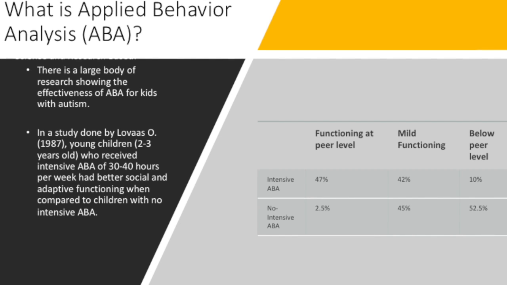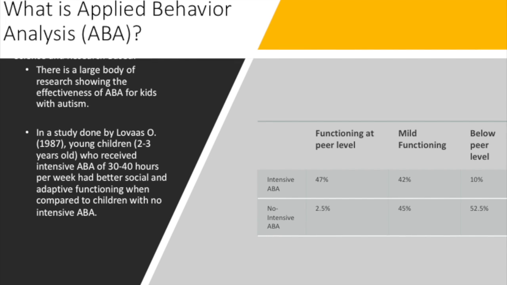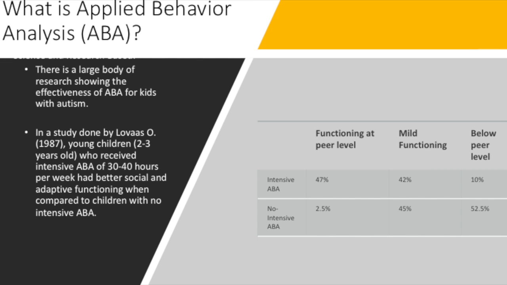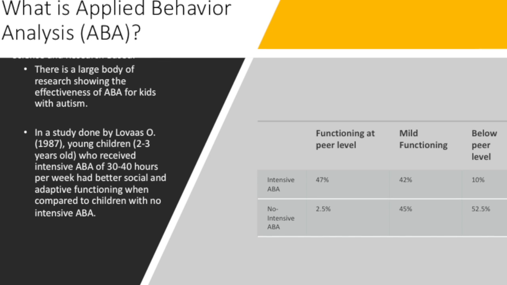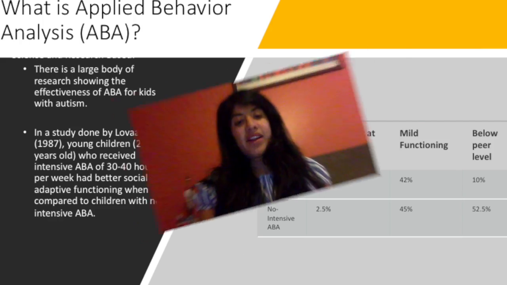That's a huge difference. If you look at those kids that received intensive ABA, about 80% of those kids were able to go into the general education classroom, versus those that received no ABA, 52% of those remained in a special education classroom. Only 45% were able to go into a general education classroom. That's a big difference.